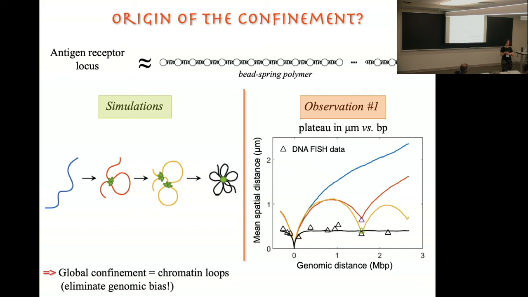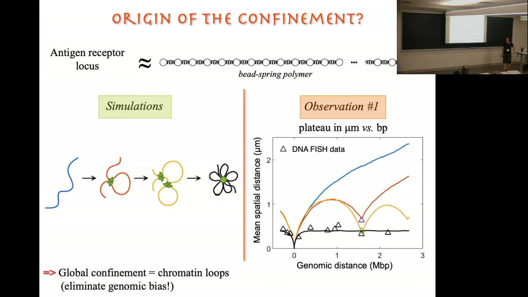Right. And so if you do, I think you asked about an unstructured polymer in a confinement of the size of the nucleus, you get alpha equal to 0.5. You just recover the Rouse model. Thank you.